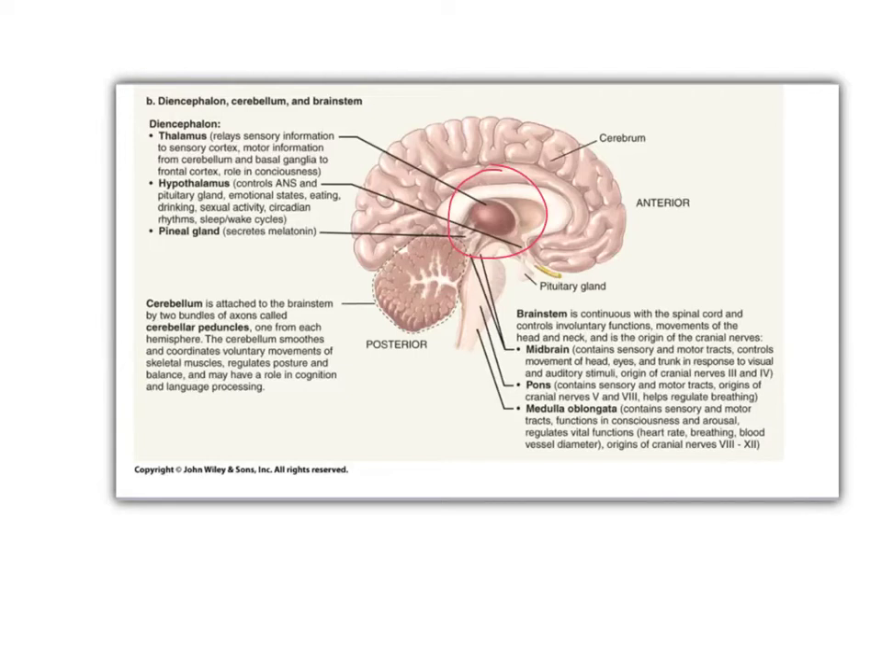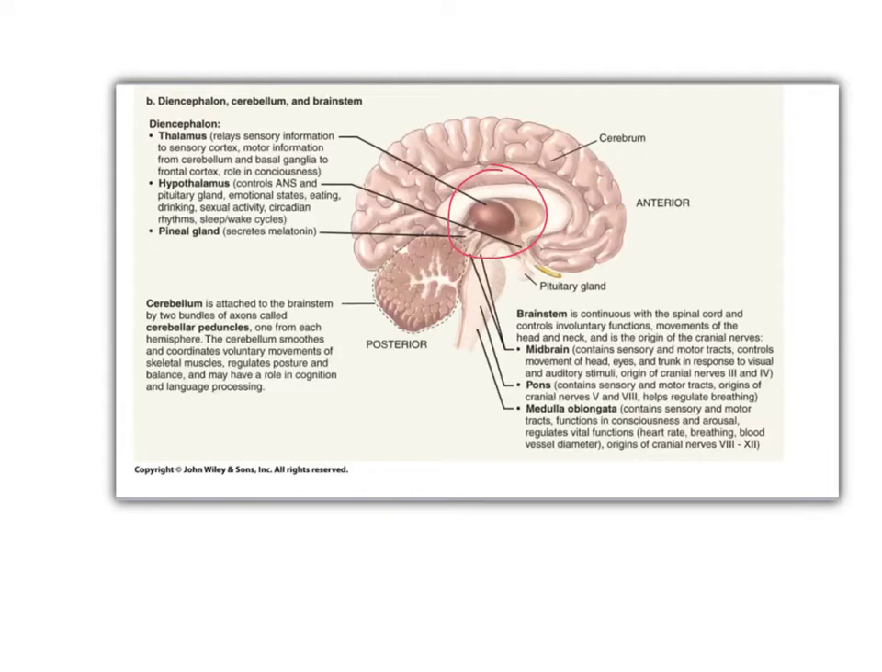The thalamus is an incredibly important structure because it's kind of like the liaison between the cortex and many other parts of the brain. So the little thing here says it relays sensory information to the sensory cortex, motor information from the cerebellum to the basal ganglia to the frontal cortex. Basically, it communicates between the major players in the brain and the receptors, which are on the outside. So it's kind of like an air traffic control tower. It determines a lot of times where the signals are going to go.